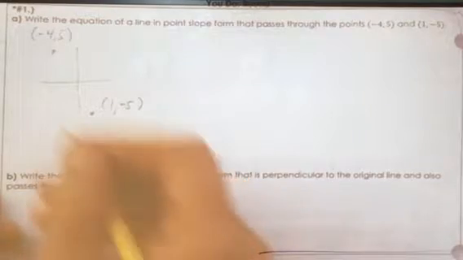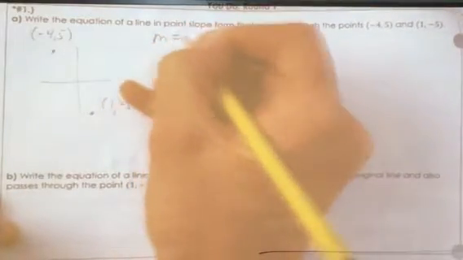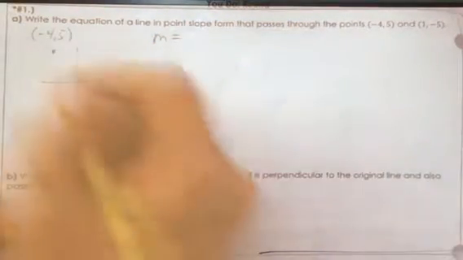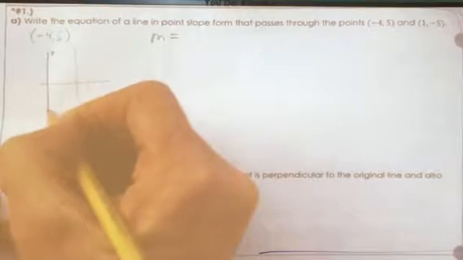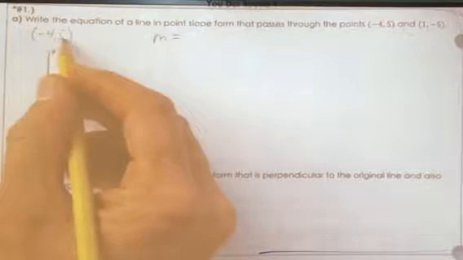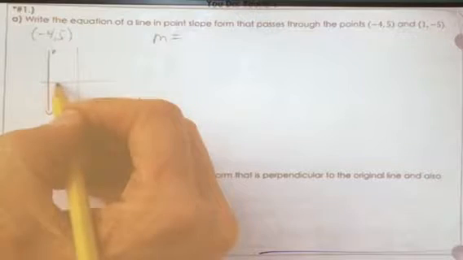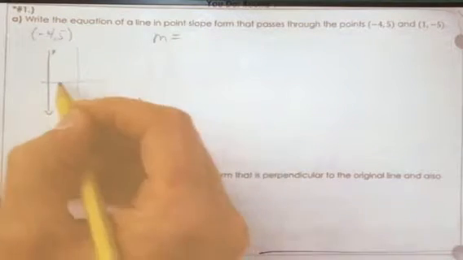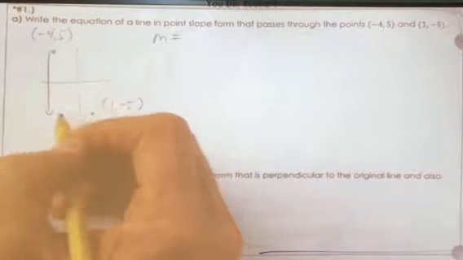Alright, let's figure out the slope. So we had to move down. So from y = 5 to y = 0, that's 5 units. And then from y = 0 to y = -5 is 5 more. So that's down 10.